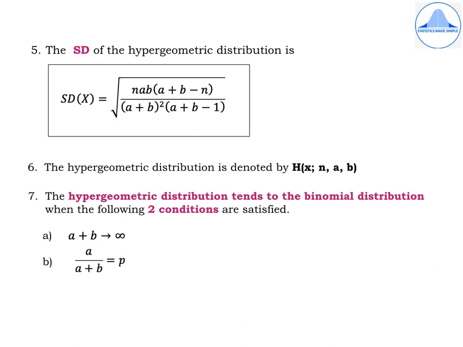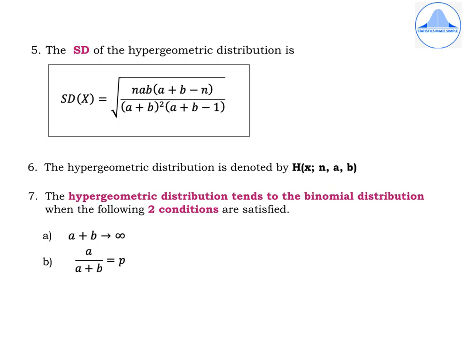The fifth property is the standard deviation of the hypergeometric distribution. You know that the standard deviation is the square root of the variance. So SD of x will be equal to the root of nab into (a plus b minus n) whole divided by (a plus b) the whole square into (a plus b minus 1). Usually you get problems based on the mean, variance or standard deviation in the exam.